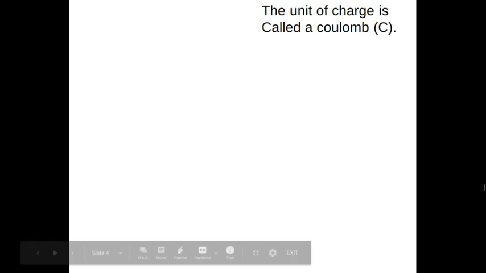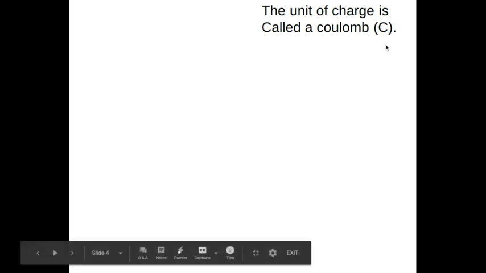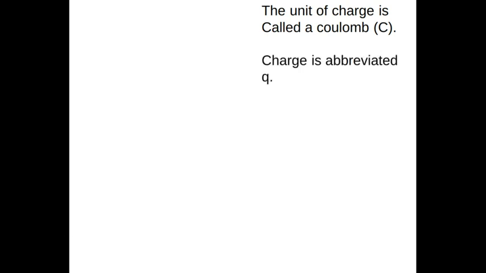So here's something we haven't mentioned yet. The unit of charge is called a coulomb, C-O-U-L-O-M-B. The symbol for coulomb is a capital C. The symbol for charge is Q, and it can be uppercase or lowercase, although it is more common to use a lowercase q.